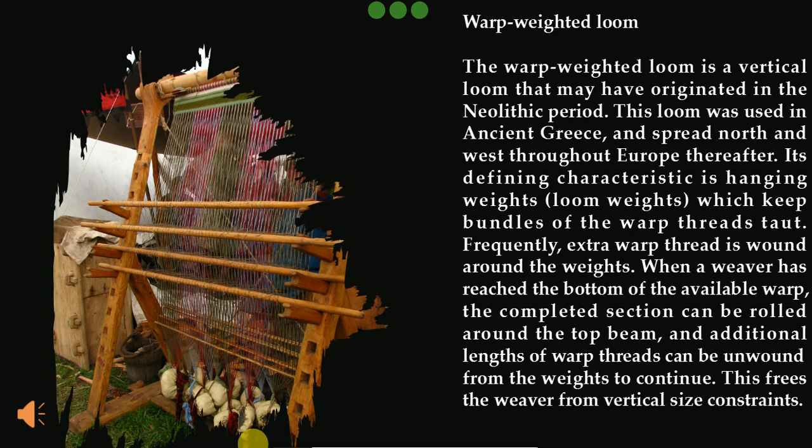When a weaver has reached the bottom of the available warp, the completed section can be rolled around the top beam, and additional lengths of warp threads can be unwound from the weight to continue. This frees the weaver from vertical size constraints.